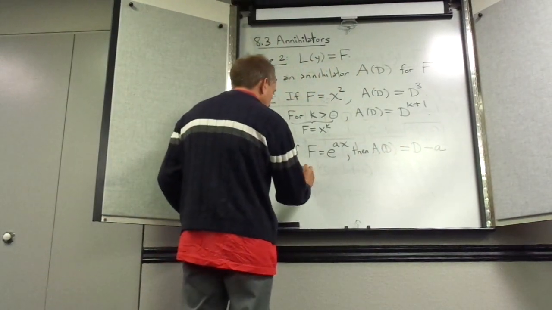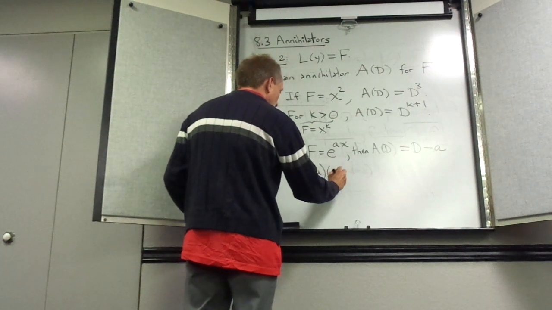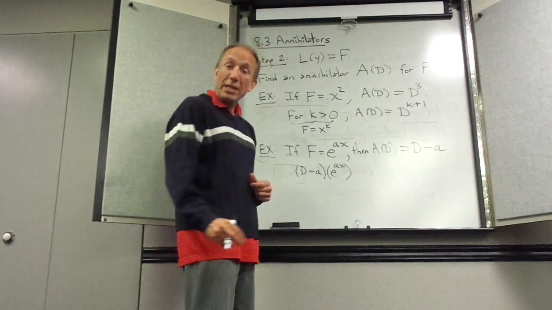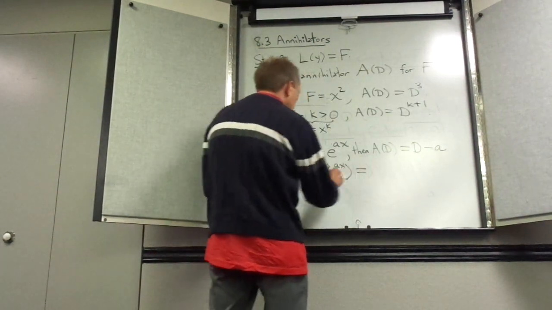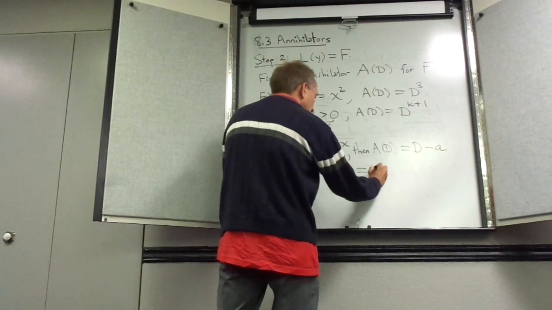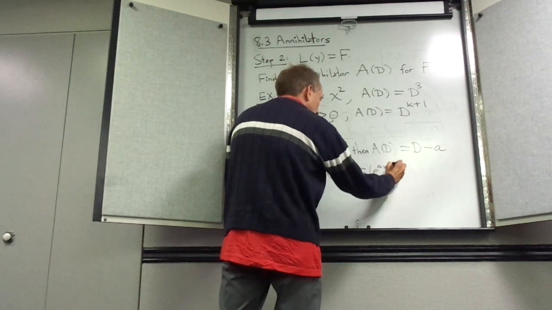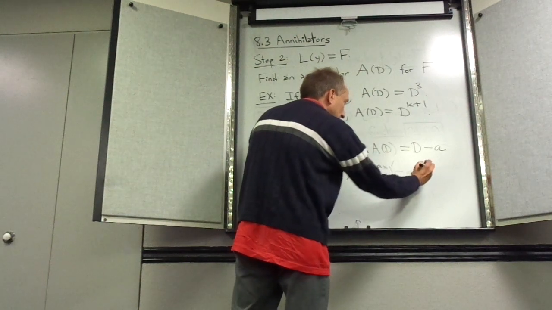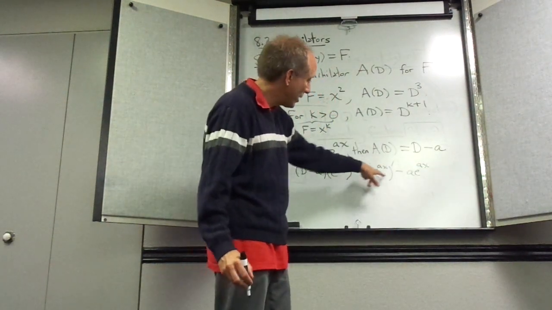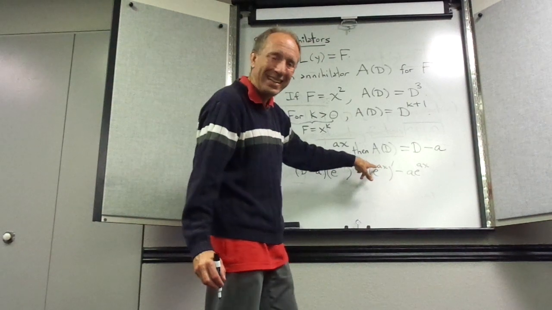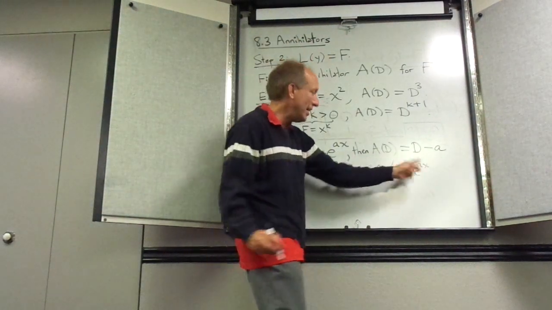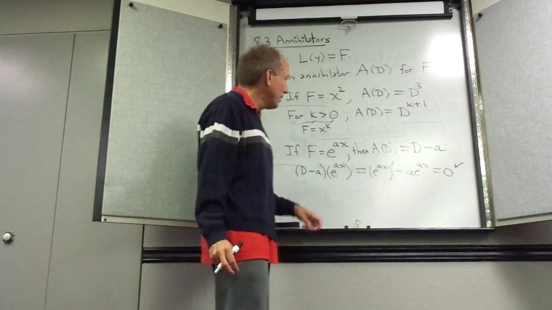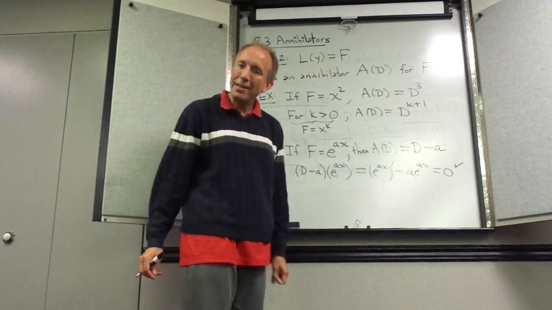Let's just check that. If you take D minus little a and you apply it to e to the ax, I claim that you get 0. So I'm going to take the derivative of e to the ax, and then I'm going to subtract a e to the ax, and look what happens. When you take the derivative of e to the ax, it exactly cancels a e to the ax. Okay, so D minus a will annihilate e to the ax.